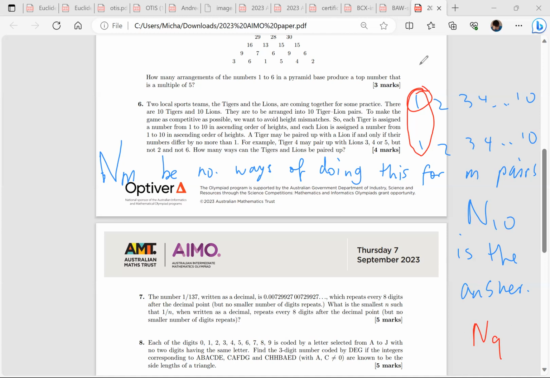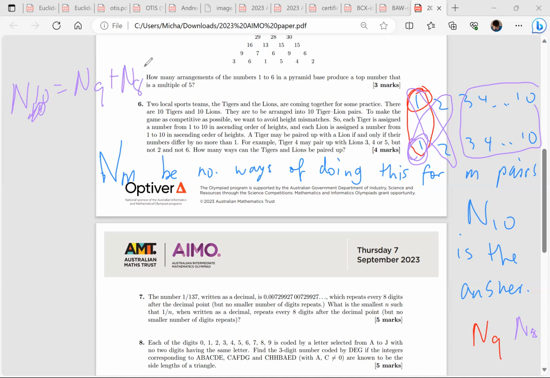And if 1 is paired with 2, then this 2 can only be paired with that 1, because it's got no one else, yeah? So then the number of ways is just n8. So n10 is equal to n9 plus n8, right? But n9 is equal to n8 plus n7, right? So in general, nm is equal to the sum of the previous 2 values, yeah?